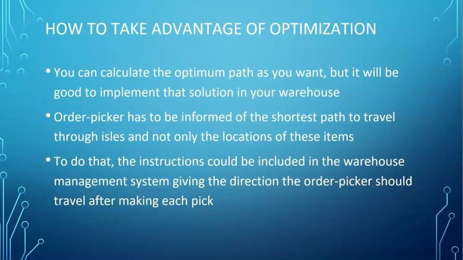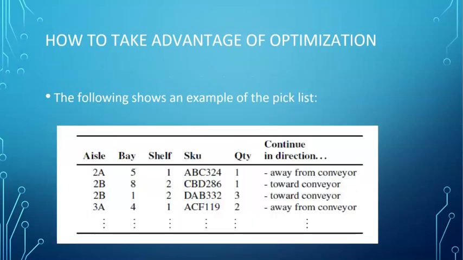To ensure that the instructions are followed, if we have a management system within the warehouse, then you can include these steps and give them the direction that the order pickers should travel after making each pick. This slide shows the pick list of an order, specifying the aisle, the bay, the item number, the quantity, and the direction to proceed.